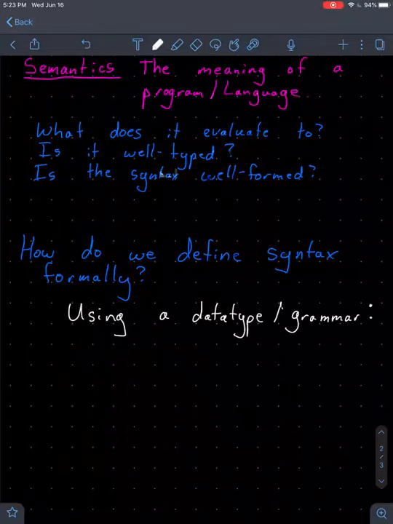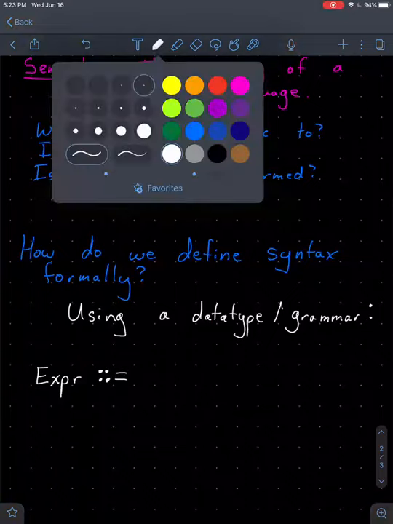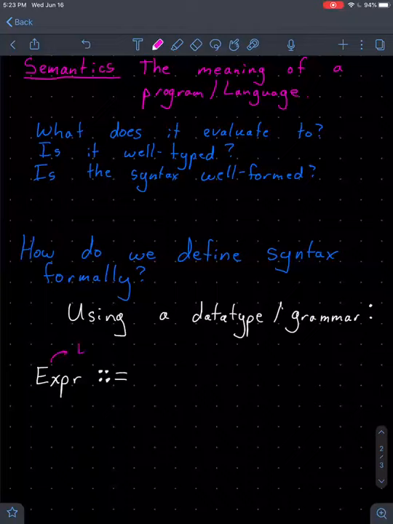So let's try and define this arithmetic language. Somebody have something? Maybe not, stop me if you do. Let's try and define this grammar for the arithmetic language. We'll call the type expr. We'll throw our nice little definitional equal sign there. Expr stands for expression.